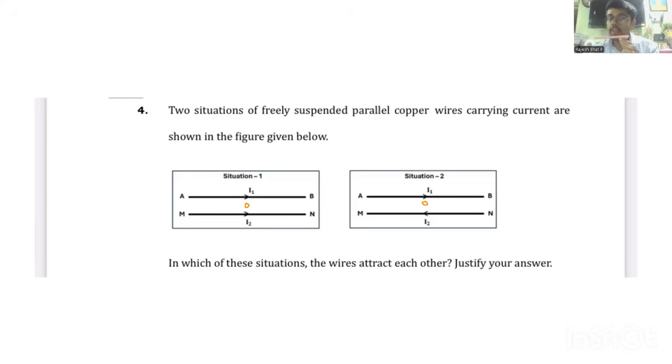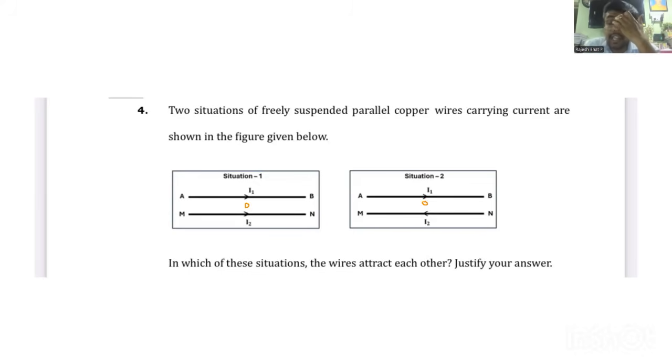For MN it is like this. So now the current, my thumb is there. Is now again inside. Both inside I should go. In this case, both are going inside. So still magnetic field lines will be there. They will not allow it to attract. It will repel.